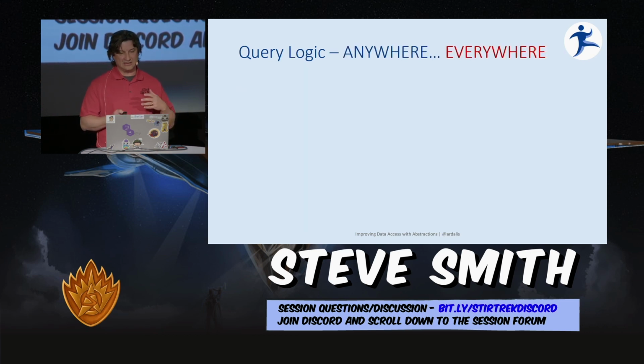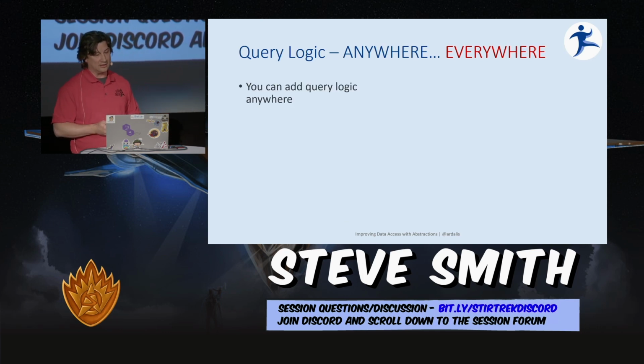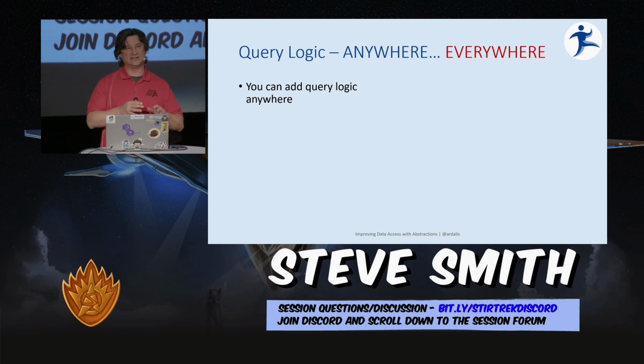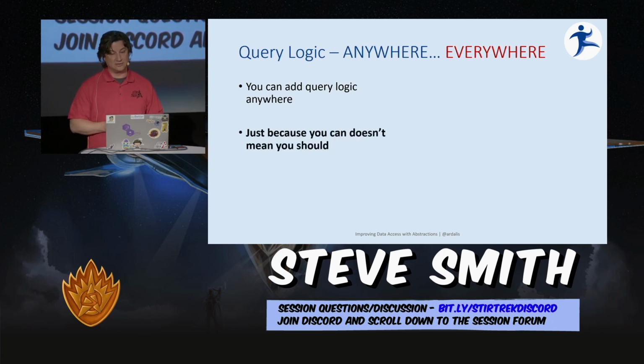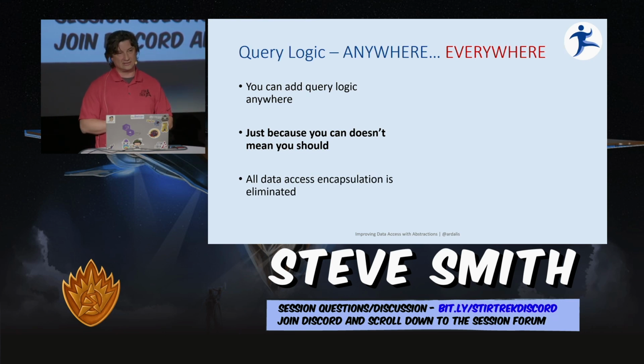And the problem is that with IQueryable, now you can do this anywhere and everywhere. And so you end up with these LINQ expressions literally littering your code base everywhere inside of it. Just because you can put data access logic, which that LINQ expression, that where clause, that is data access logic, just because you can put that anywhere in your code base doesn't mean you should. And it just eliminates all of your data access encapsulation.